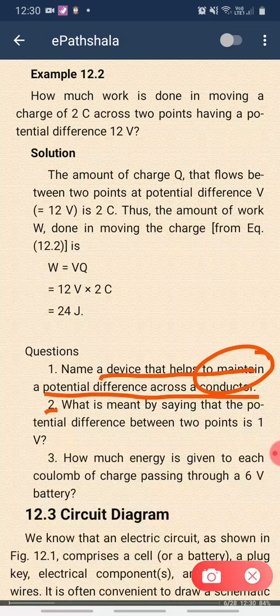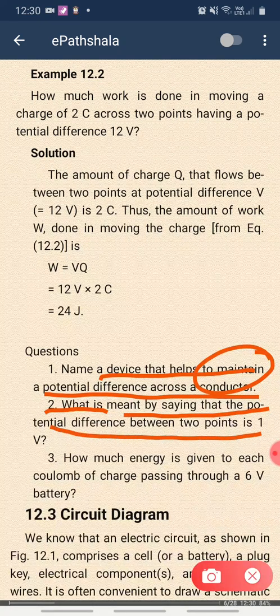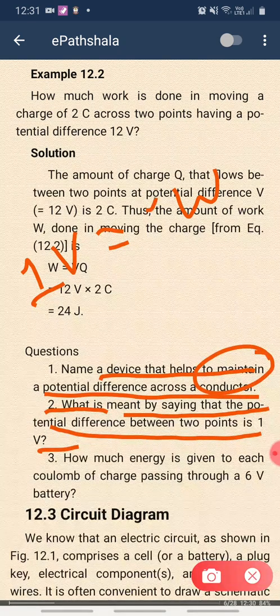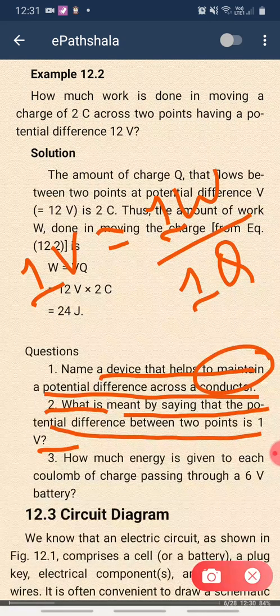Now look at the next question. What is meant by saying that the potential difference between 2 points is 1 volt? When we say the potential difference between the 2 points is 1 volt, what does it mean? It means my work done is 1, right? And what is Q? The amount of charge carried is also 1. If my potential difference is 1, it means the work done should be 1 joule in order to carry the charge of 1 coulomb. This is what you have to put in words and explain.